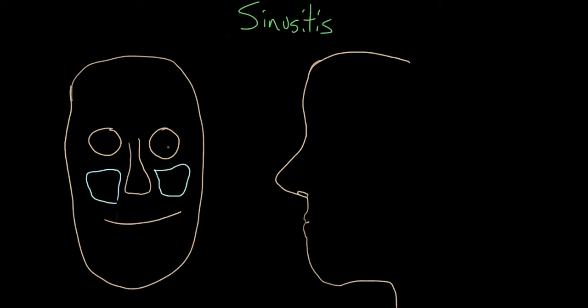If you tap on that bone right underneath your eye, your cheekbone, you're tapping on the frontal wall of the maxillary sinus. When you're looking at somebody from the front, this is what they look like. And the maxillary sinuses from the side are located about right here.